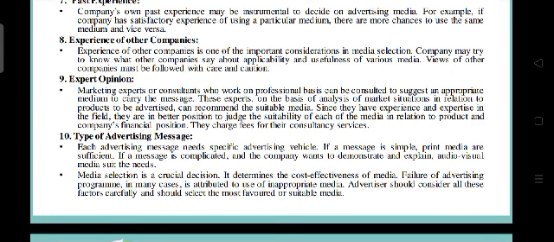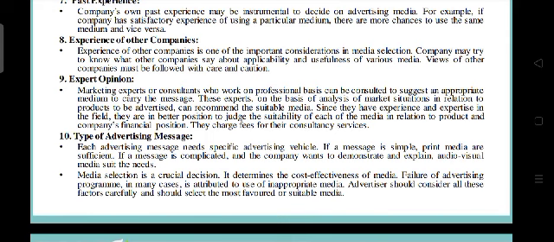Then the last one is type of advertising message. Each advertising message needs a specific advertising vehicle. If a message is simple, print media are sufficient. If a message is complicated, and the company wants to demonstrate and explain, audio visual media suits the needs. It means it depends on the type of your advertising message. If your message is simple, then print media is also sufficient and appropriate. But if your message is complicated and needs demonstration, the audience cannot understand just from published news, they can't understand without demonstration and explanation. So in such a case you have to select appropriate media such as audio visual media that suits the needs.